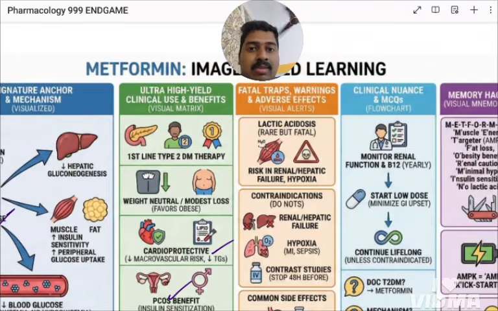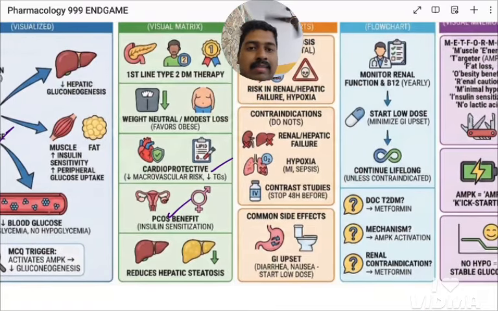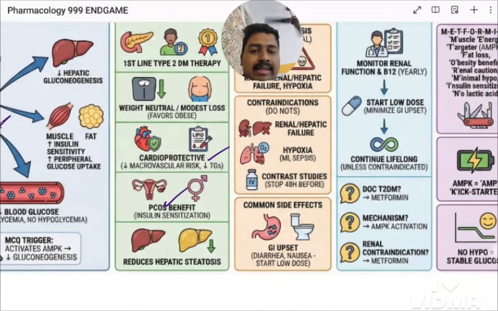Lactic acidosis is a main side effect of metformin, and in hepatic and renal failure there is risk, so we will have to decrease the dose. Next, what are the contraindications? Renal and hepatic failure. Next, sepsis, MI, etc. And in contrast studies, you will have to stop metformin 48 hours before the contrast study. Okay, so these are rare things that can be asked in INICET.